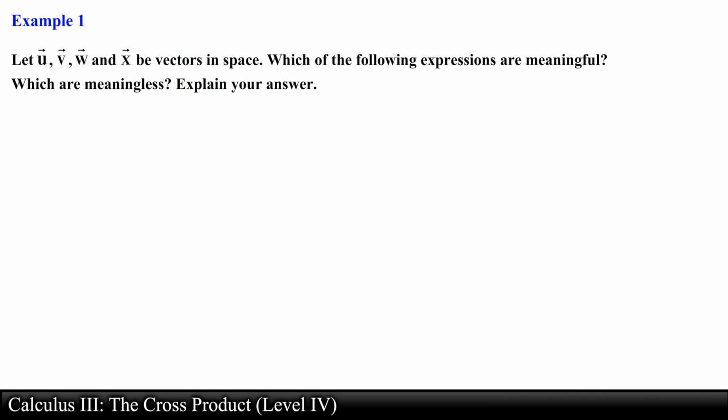Let u, v, w, and x be vectors in space. Which of the following expressions are meaningful? Which are meaningless? Explain your answer. Alright, for this problem, vectors u, v, w, and x are all vectors in space.